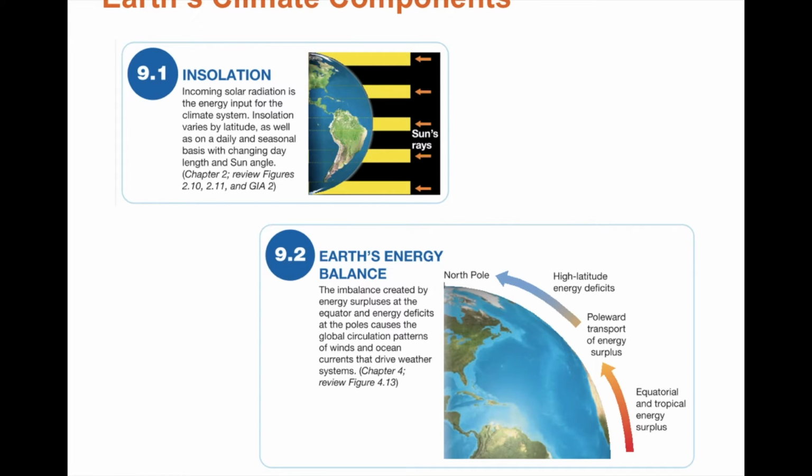Insolation is the incoming solar radiation that is the Earth's energy input into the climate system. Insolation varies by latitude as well as on a daily and seasonal basis with changing day length and sun angle. Earth's energy balance is the imbalance created by energy surpluses at the equator and energy deficits at the poles, which causes the global circulation patterns of wind and ocean currents.